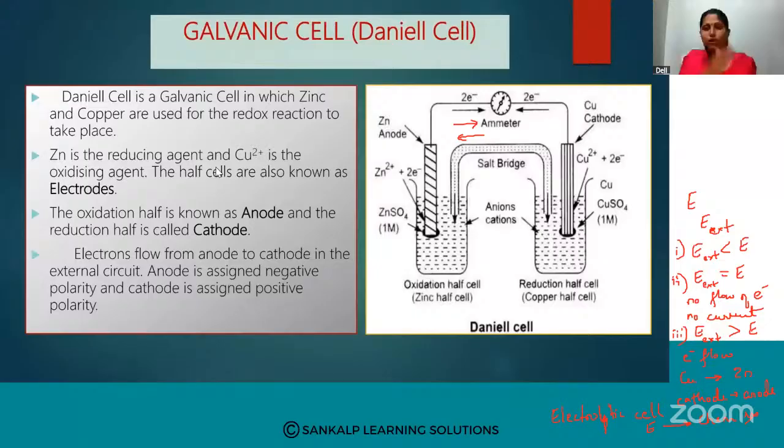The oxidation half is known as the anode, and the reduction half is known as the cathode. In the external circuit, electrons flow from anode to cathode. The anode is assigned negative polarity and the cathode is assigned positive polarity. Fine. So here we have seen this.